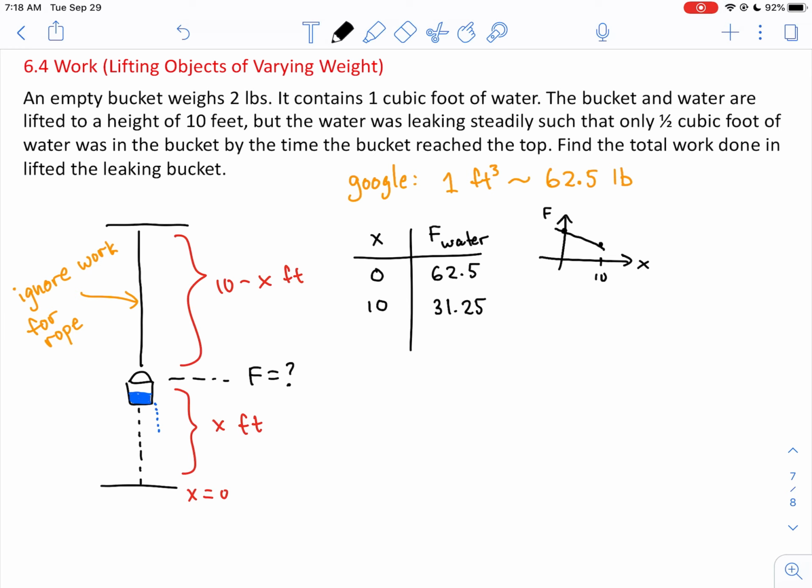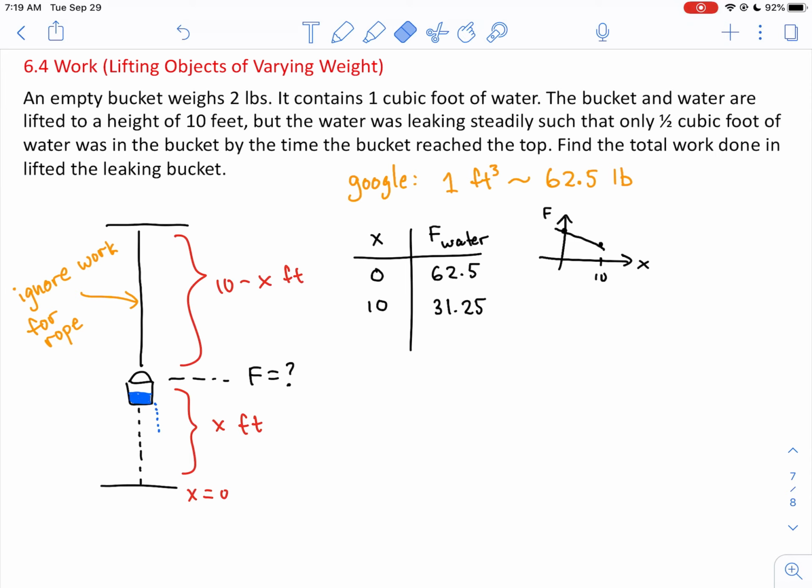And why are we assuming a linear relationship? The reason I'm assuming that is because of a phrasing right here. The water was leaking steadily. It's that word right there. So it's leaking at a constant rate. That means that there's a linear change in the weight of the object as the object is lifted. So I want to find this equation right here.